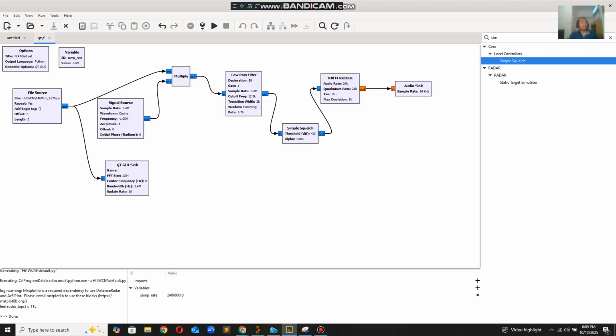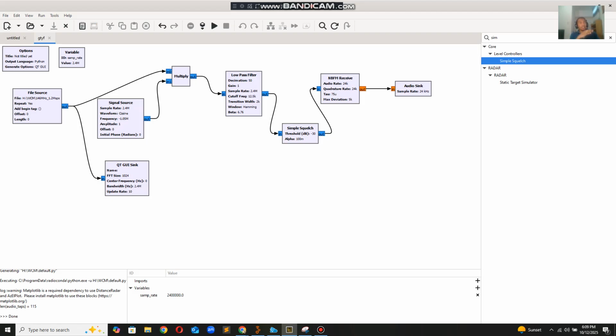Then I have added a squelch block. You can see it over here. This block removes the background haze when no one is speaking by muting signals below a certain power level. Then I have used the FM receive block, which demodulates narrowband FM. This modulation is used in most push to talk walkie-talkie systems.